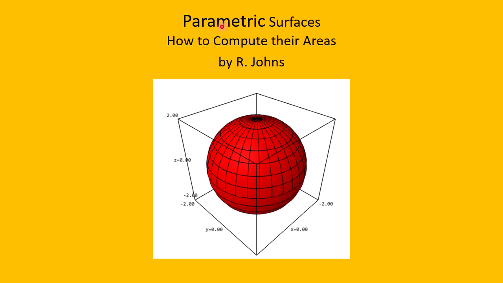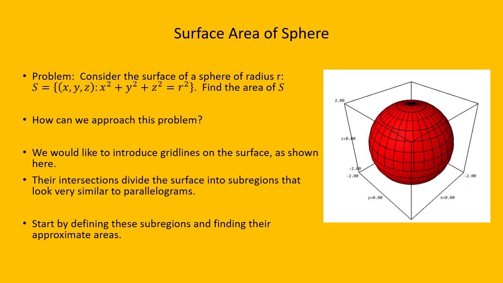Welcome to parametric surfaces and how to compute their areas. In this video, we'll compute the surface area of a sphere of radius r. So let's let S be the sphere, the set of points with coordinates x, y, z, such that x squared plus y squared plus z squared equals some constant r squared. And we want to find the area of this sphere.